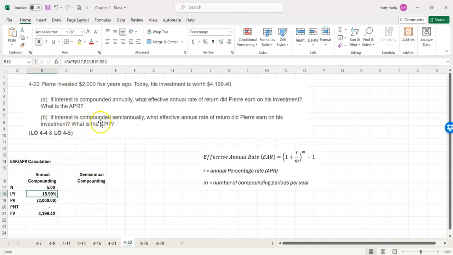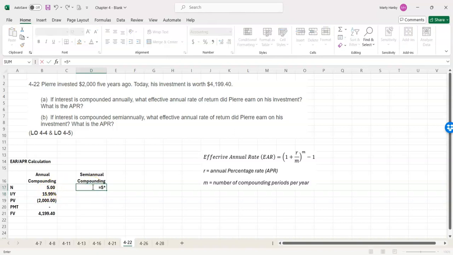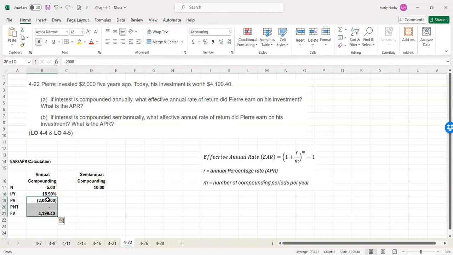So what is the interest rate if it is compounded semi-annually? What is the effective annual rate, and what is the APR? So, all right, we got semi-annual, so this equals 5. Semi-annual is twice a year, so we're going to multiply 5 times 2. We can actually copy. So Control C, just highlight, now Control V.